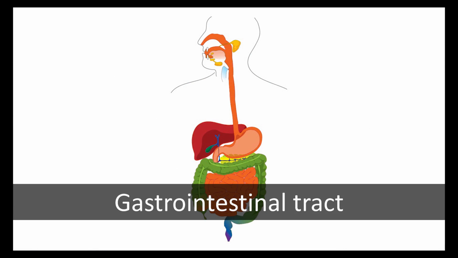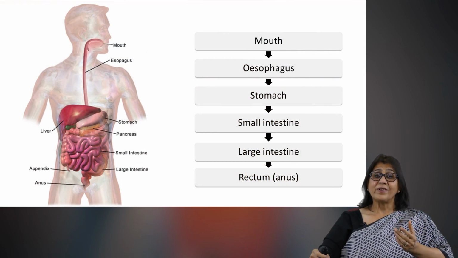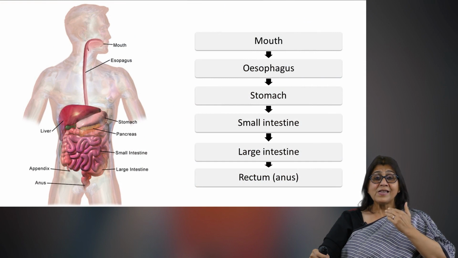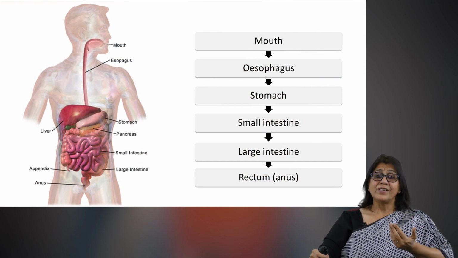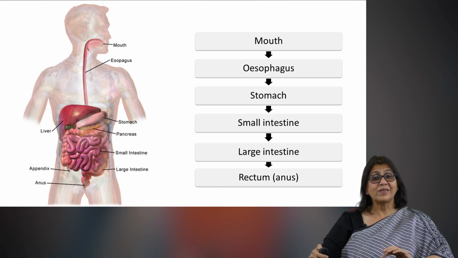So let us begin by first looking at the gastrointestinal tract or the digestive tract. Well, all of you may be aware of the digestive tract. The first organ is the mouth. The eating or the ingestion of food takes place in the mouth. From the mouth, the food passes into the esophagus, which is the long tube, as you can see. And this long tube then enters the stomach, which is a pouch.